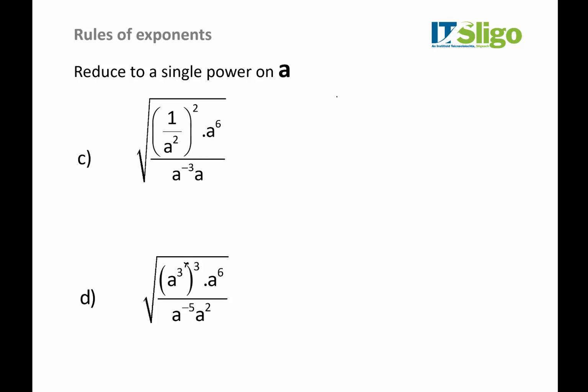We multiply these. So first of all, I'll keep my square root. There's the half. On the top line, a to the power of 3 raised to the power of 3. We're going to multiply the powers by a to the power of 6. So that gives me a to the power of 15 on the top.